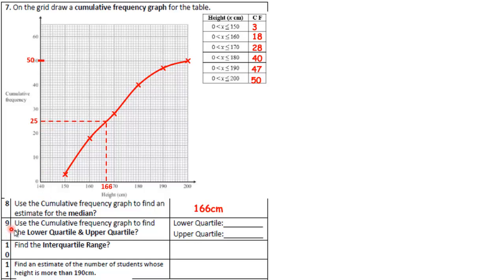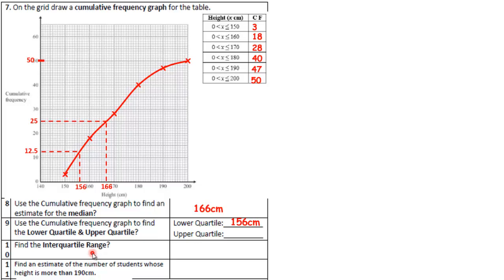Question 9, use the cumulative frequency graph to find the lower quartile and the upper quartile. Let's find the lower quartile first. Half of 25 is 12.5. Now you're going to have to go to half values here, so that's going to be 10, 11, 12, and then halfway, and then draw a dotted line going across and then down. Be as precise as possible, take your time, and if I read off that value, I'm getting 156.